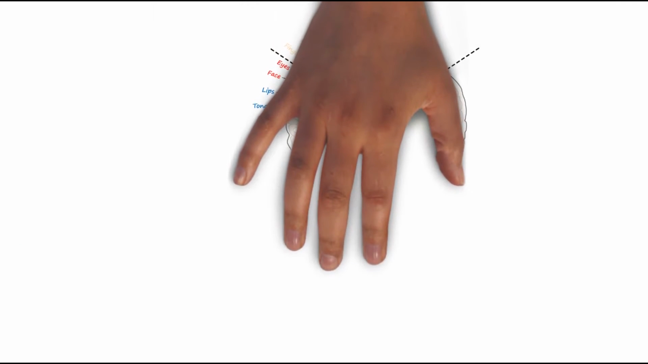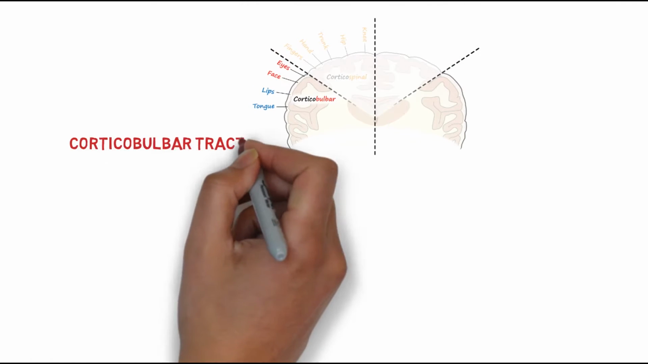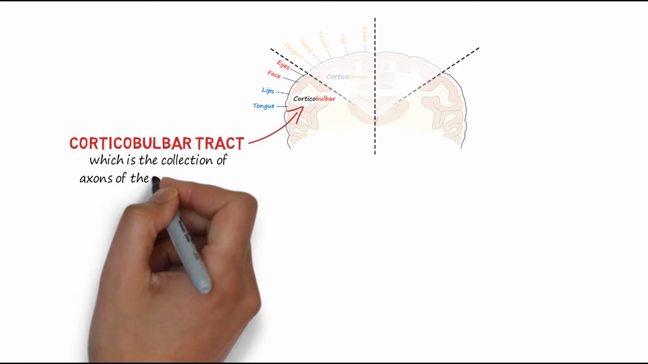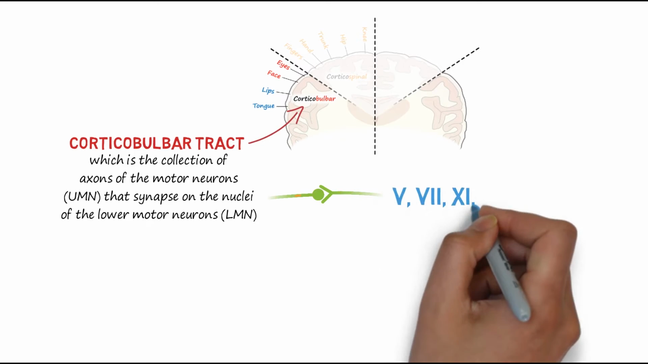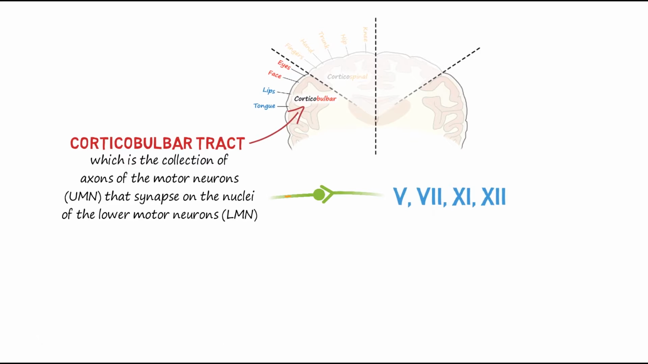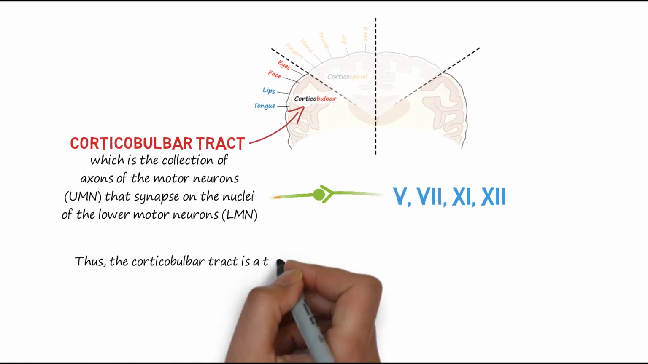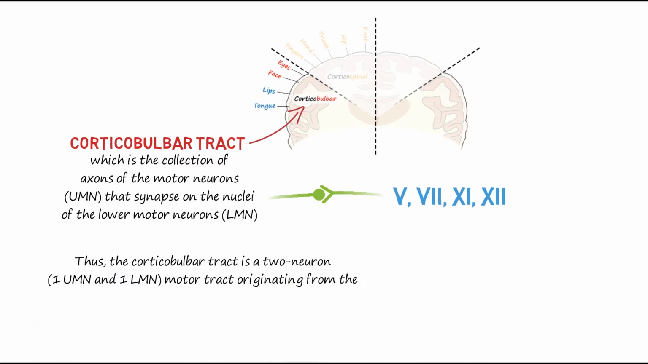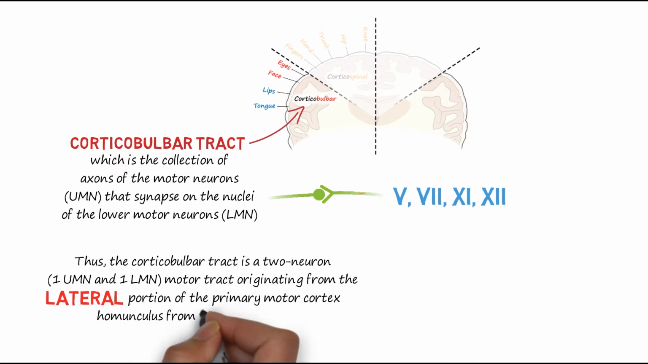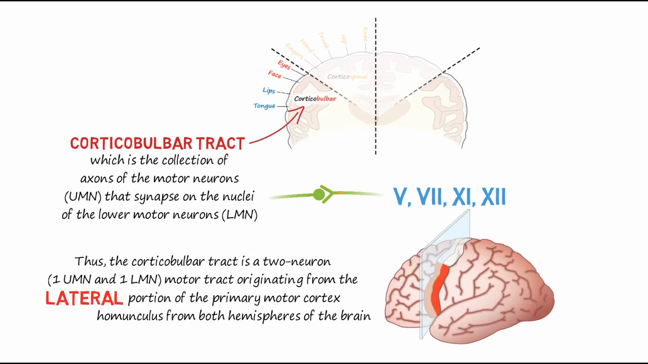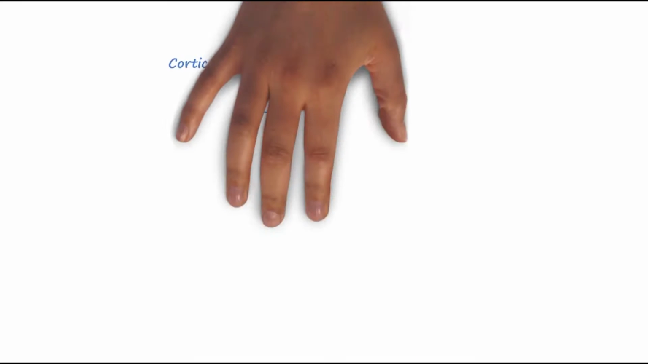The answer here lies with the corticobulbar tract, which is the collection of axons of the upper motor neurons that synapse on the nuclei of the lower motor neurons that give rise to the cranial nerves 5, 7, 11, and 12. Thus, the corticobulbar tract is a two-neuron motor tract originating from the lateral portion, the portion which serves the face, of the primary motor cortex homunculus from both hemispheres of the brain.